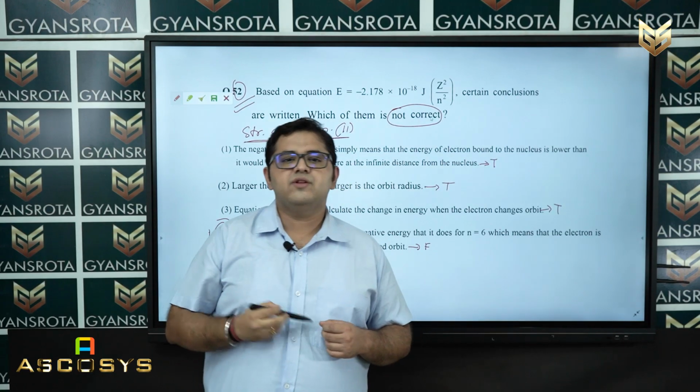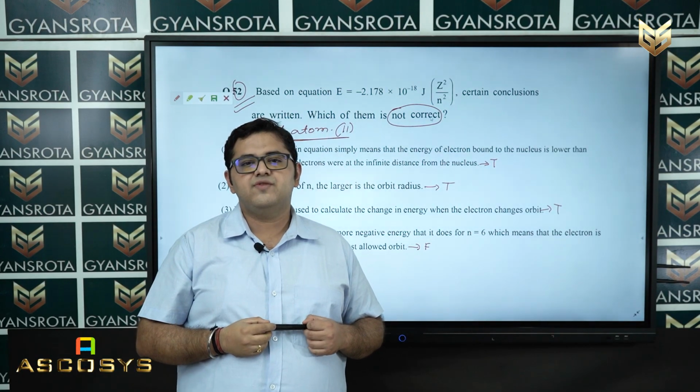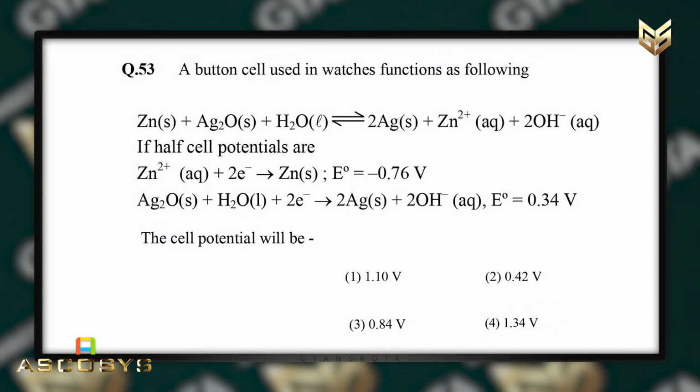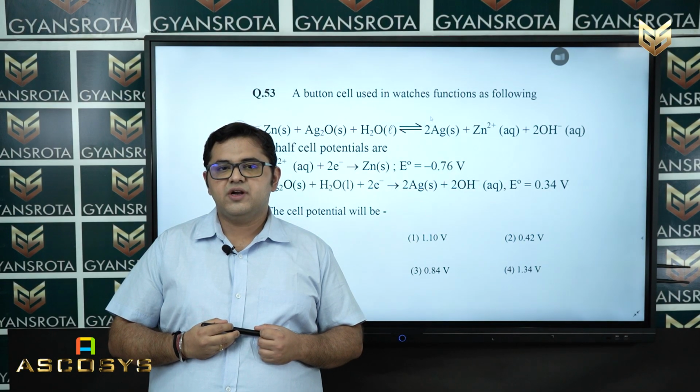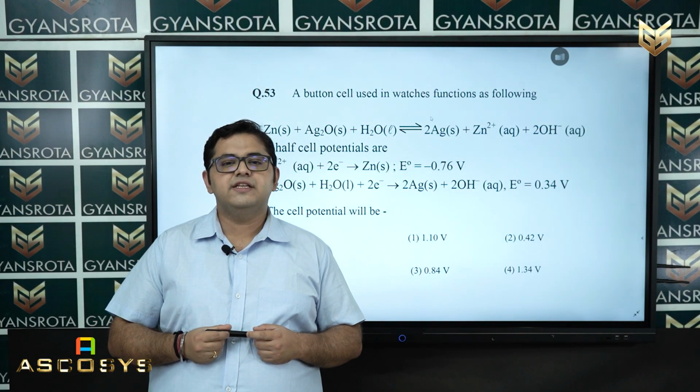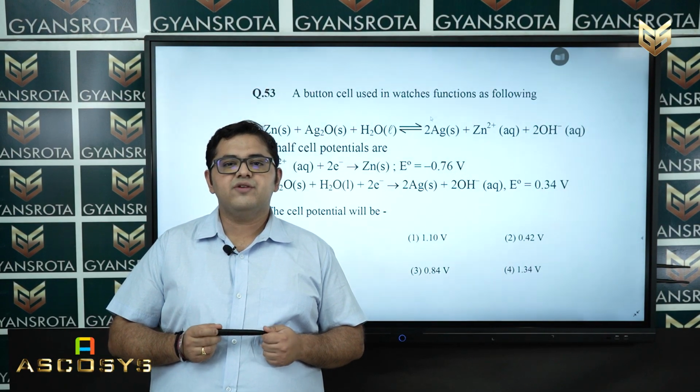So, now we are moving to another question, that is question number 53. Question number 53 is on your screen. A button cell used in watches functions as follows. They have given this reaction. If the half-cell potentials are given, they ask you what the cell potential will be. This question comes from the electrochemistry chapter of your class 12 NCERT. So, now we are moving to the solution part.